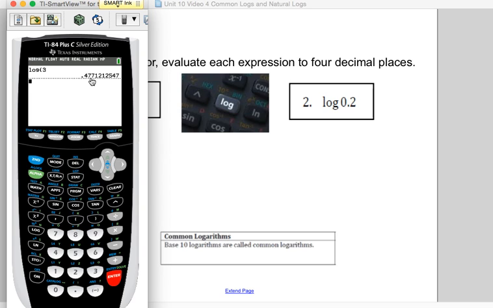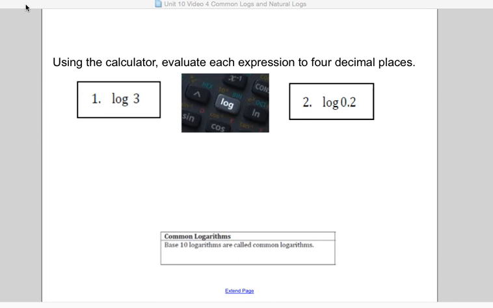So log of 3 to 4 decimal places is 0.477. This 2 tells me to keep the 1 the same, so 0.4771. All right, so 0.4771. Okay, let's go ahead and do log of 0.2.